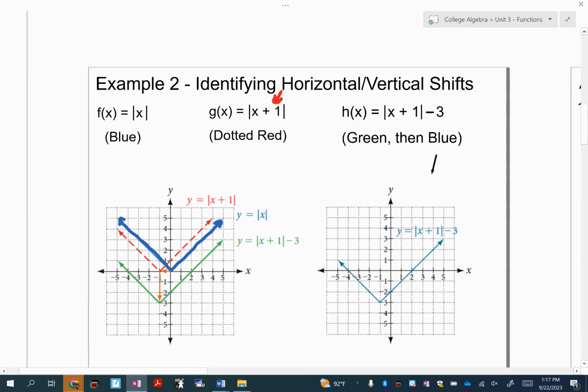In this case, we're inside the absolute value function, or the symbol. So we need to think opposite. So really I'm thinking about -1, and moving in a negative direction horizontally is 1 unit to the left. So you can see this dotted one has been shifted 1 unit to the left.